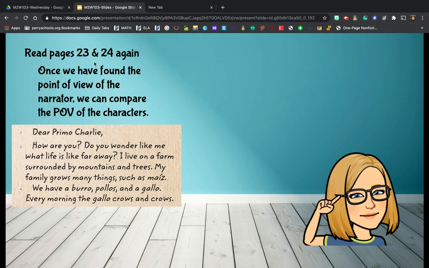All right, looking in your book on page 23 and 24 again, we are going to find the point of view, and then we're going to compare the point of view of the characters.